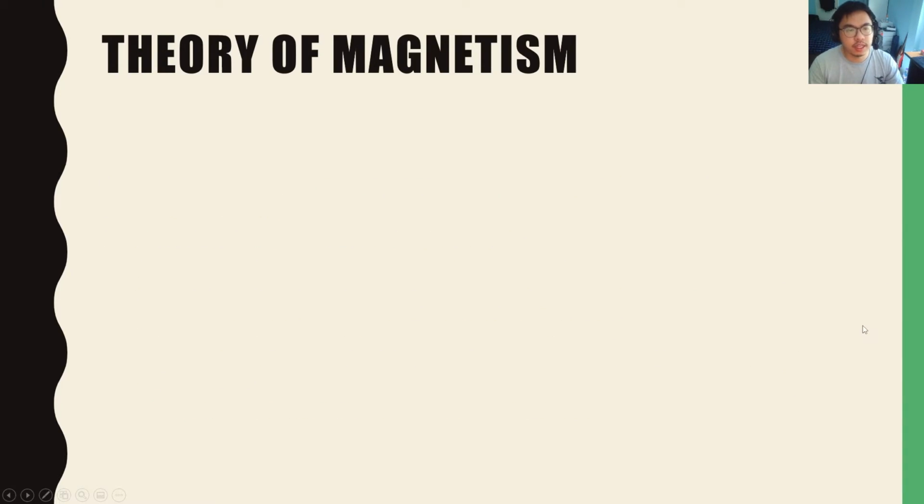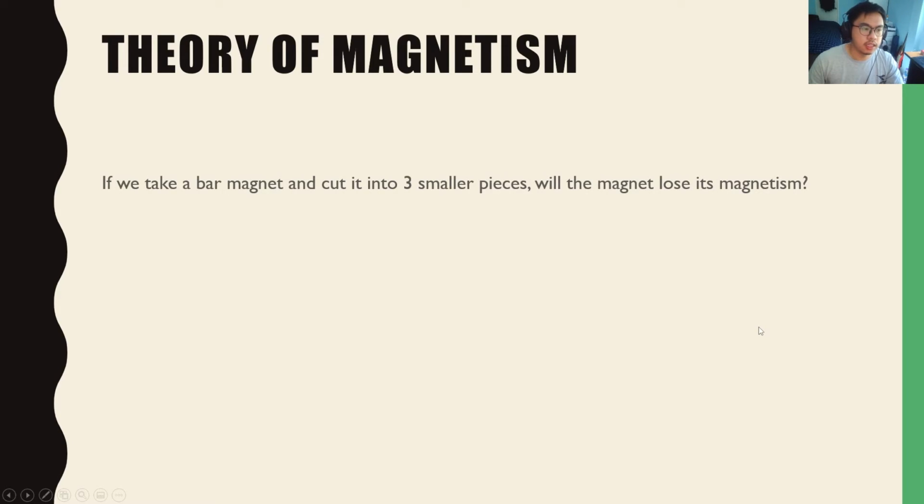This next part, we're going to talk about something different. We're going to talk about the theory of magnetism. So where does magnetism come from for magnets? If we take a bar magnet and cut it into 3 smaller pieces, will the magnet lose its magnetism? Can we have a magnet that only has one pole?